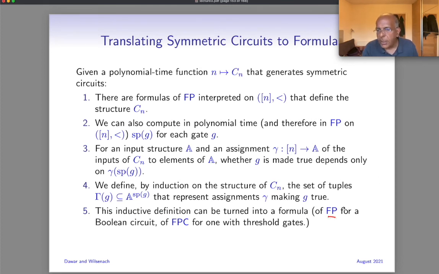It's fixed point logic if your circuit has only Boolean gates: and, or, and not. If you also have threshold gates, you need counting. And that's how we get our translation to FPC.